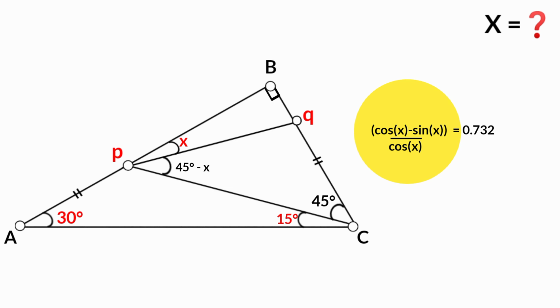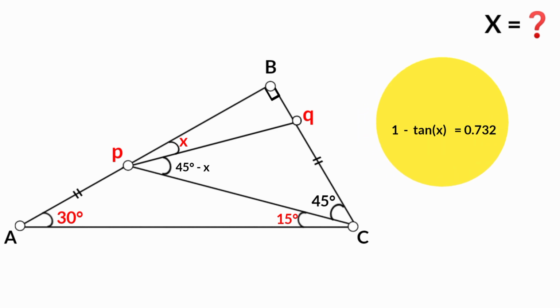Here (cos x minus sine x) over cos x is equivalent to cos x over cos x minus sine x over cos x. Cos x over cos x is 1, and sine x over cos x, we already mentioned earlier, is tan x. So 1 minus tan x equals 0.732. If we take 1 to the right hand side of the equation, now minus tan x equals 0.732 minus 1. 0.732 minus 1 is minus 0.268. So minus tan x equals minus 0.268.